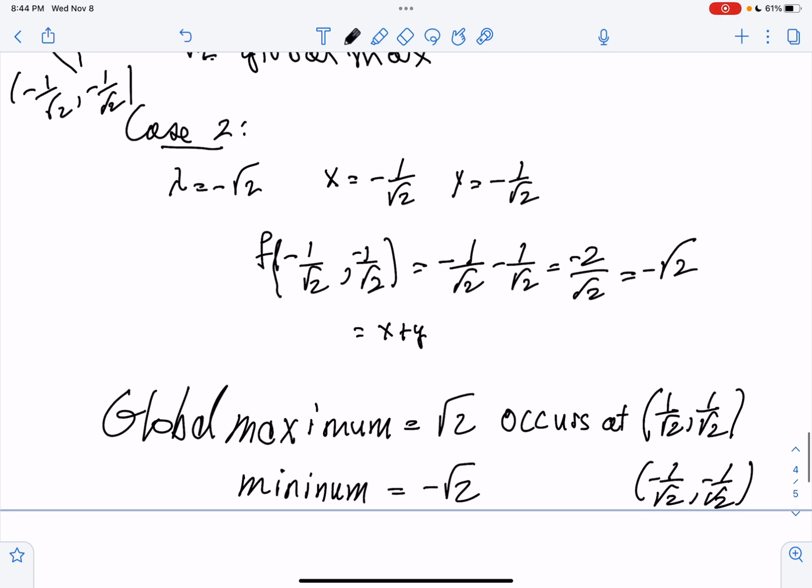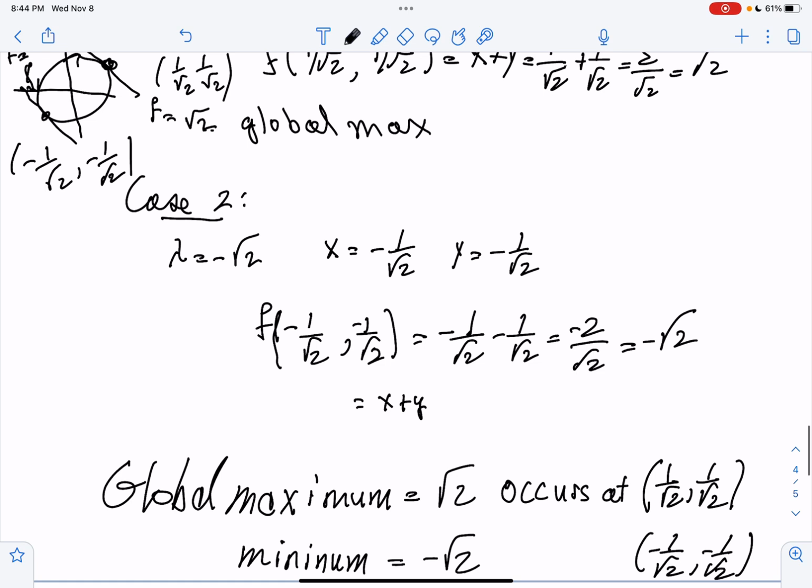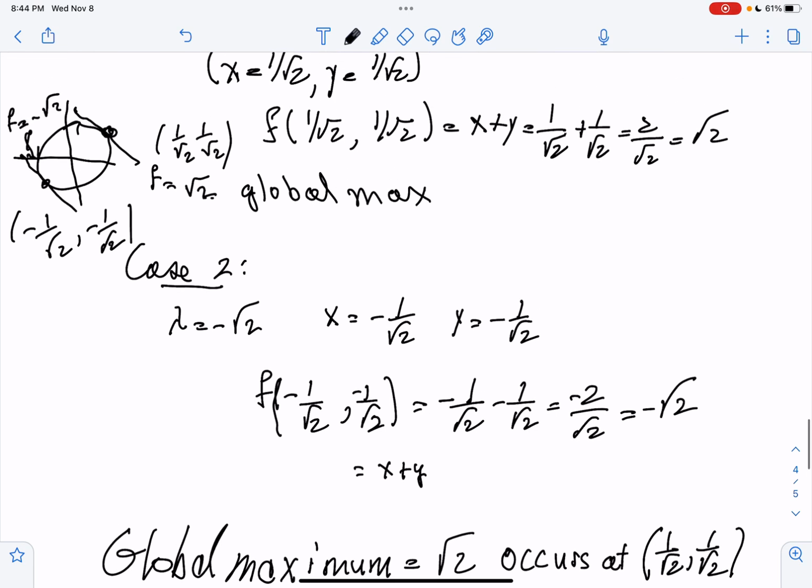So this shows how to do this method of Lagrange multipliers to find the global max and min when we're restricting f to some type of constrained set. In this case, the constraint x squared plus y squared equals 1 means we're only looking at values of f on the unit circle.